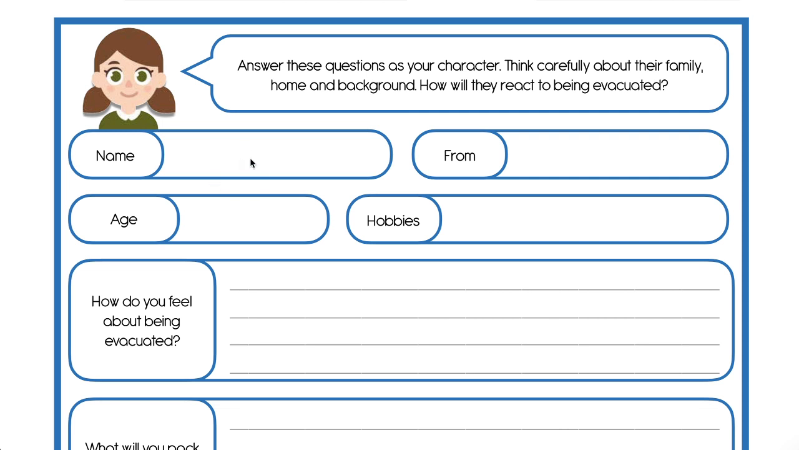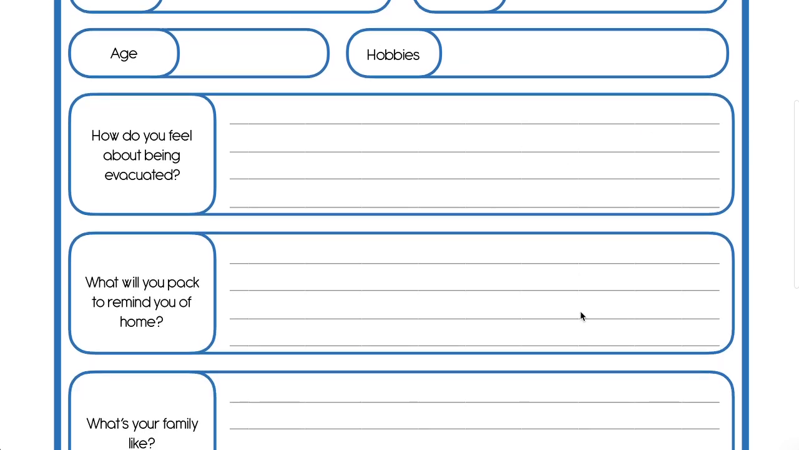You need to think of a name for them. And a city where they're from. Do you remember some of the big cities that we learned about where evacuees left from? You need to think about their age. And you might like to write what their hobbies and interests are. Here are some questions. Now, if you're not writing on the worksheet, you can answer these questions on a normal piece of paper. I will leave them up on the screen during the Q&A.